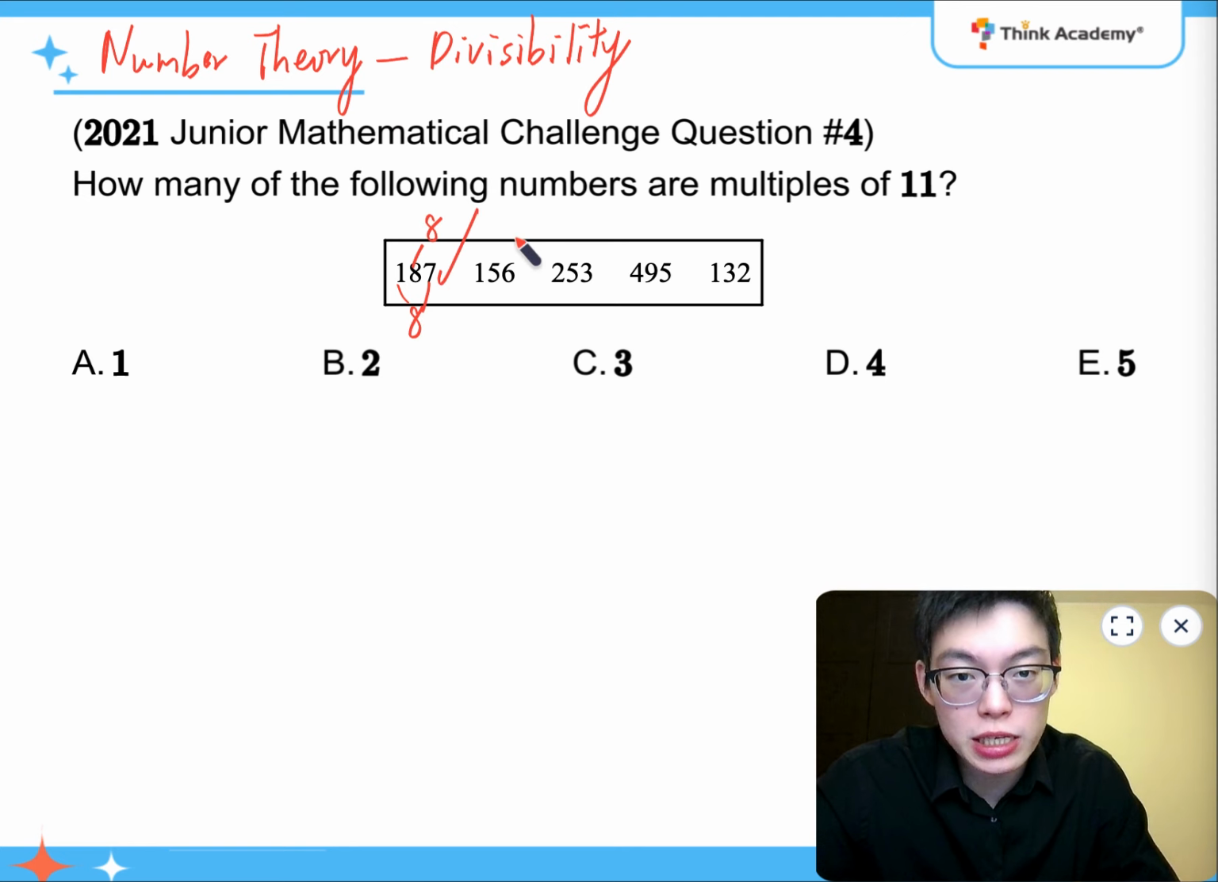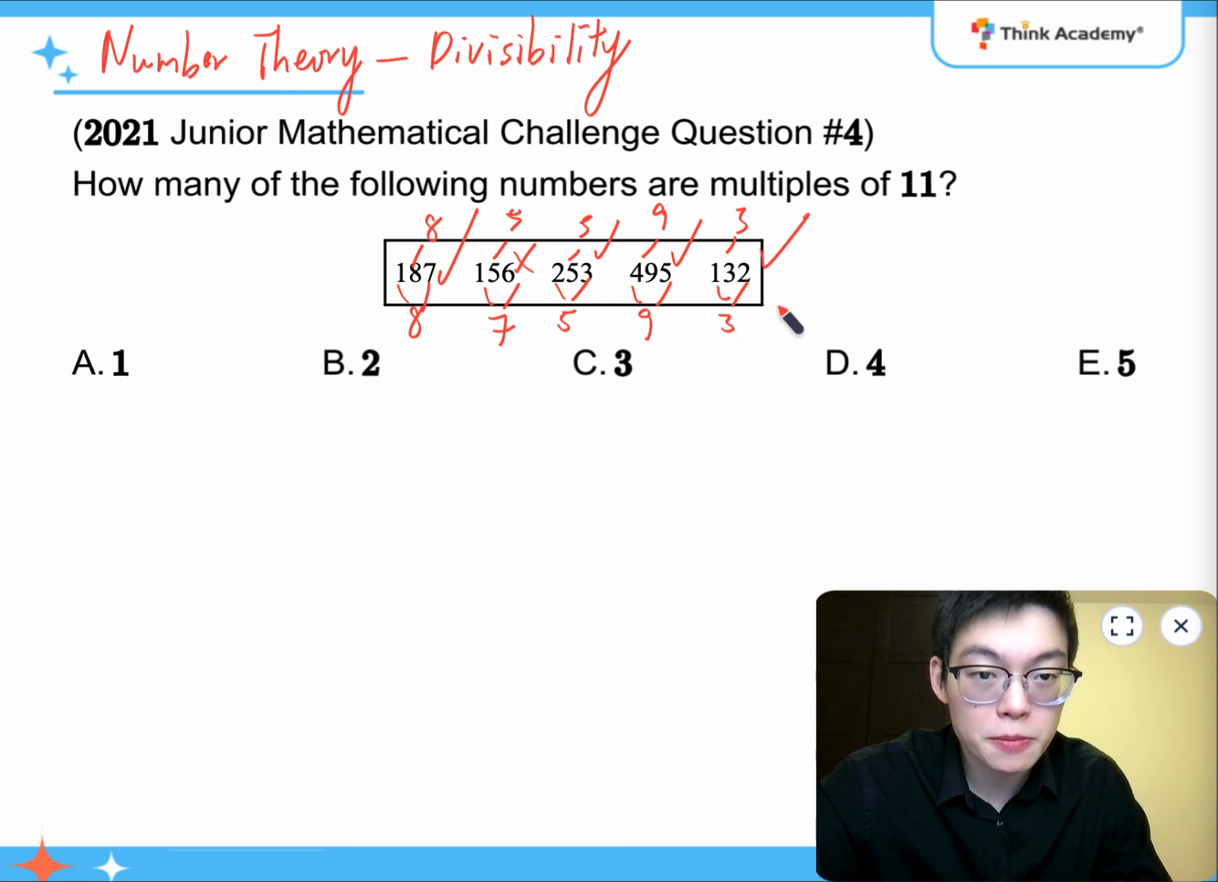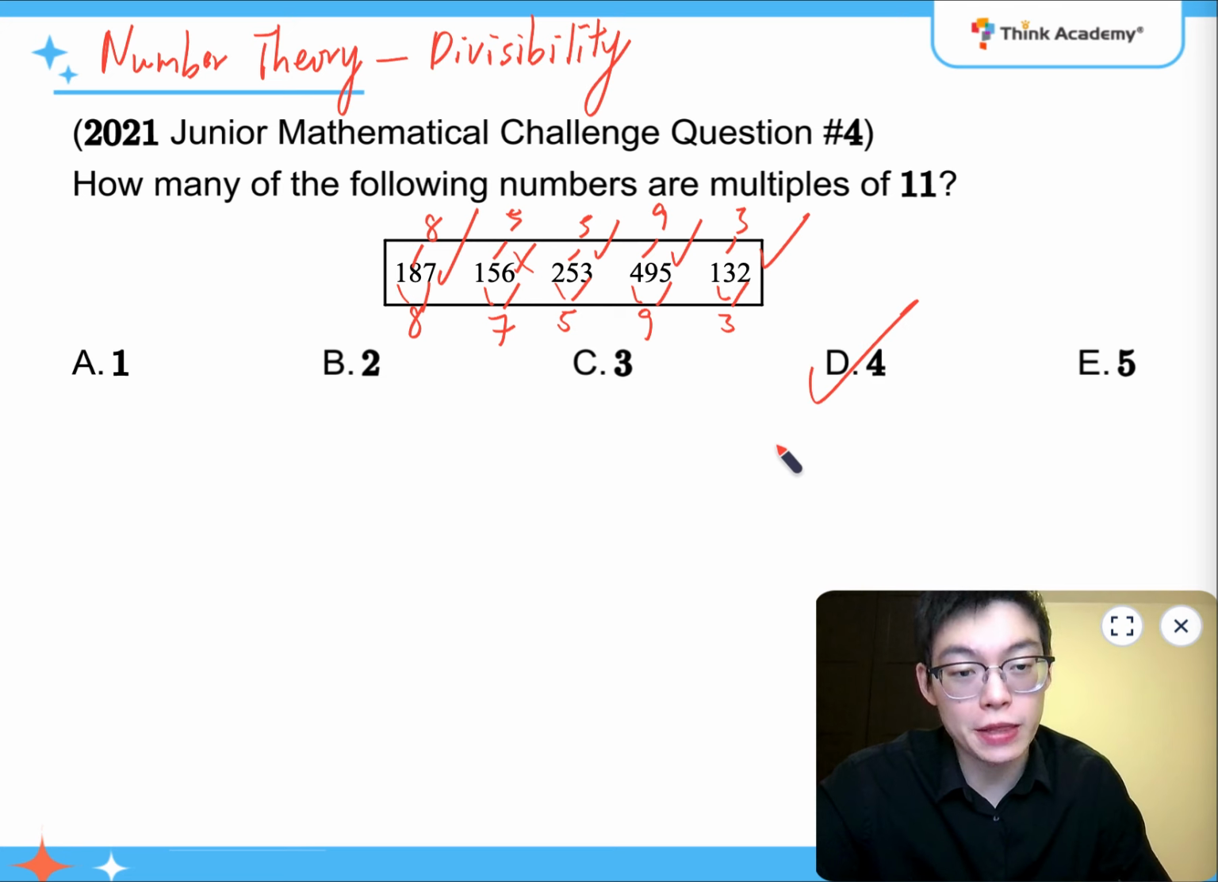So the first one is divisible by 11. The second one, well, 1 and 6 adds up to 7. 5 is just 5. So that is not a multiple of 11 because the difference is 2. And then that's 5, that's 5. So yes. That's 9, that's 9. So yes. That's 3, that's 3. So yes. So we have 4 of them altogether.